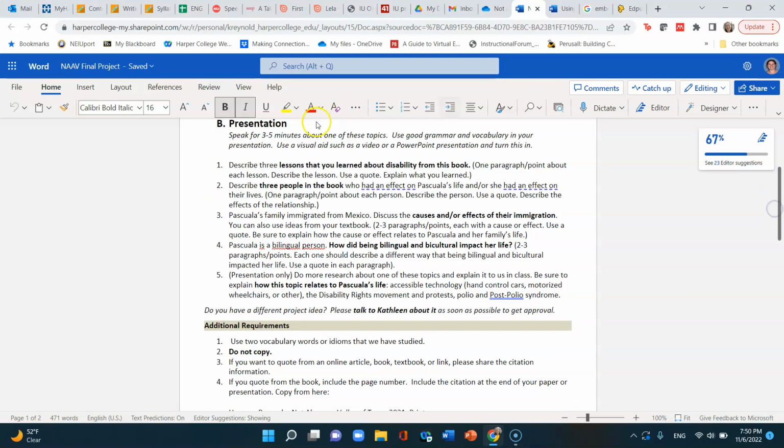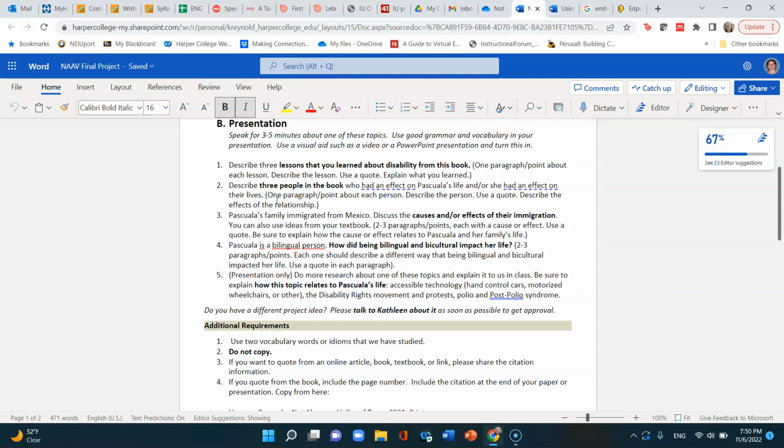Whichever one you do, you can choose again from these topics. Only one topic is for presentation only. Topics 1 through 4 can be a writing project or a presentation. So number 1, describe 3 lessons you learned about disability from this book. So you will create 1 paragraph or 1 point in your talk about each lesson. Describe the lesson, use a quote, and explain what you learned.